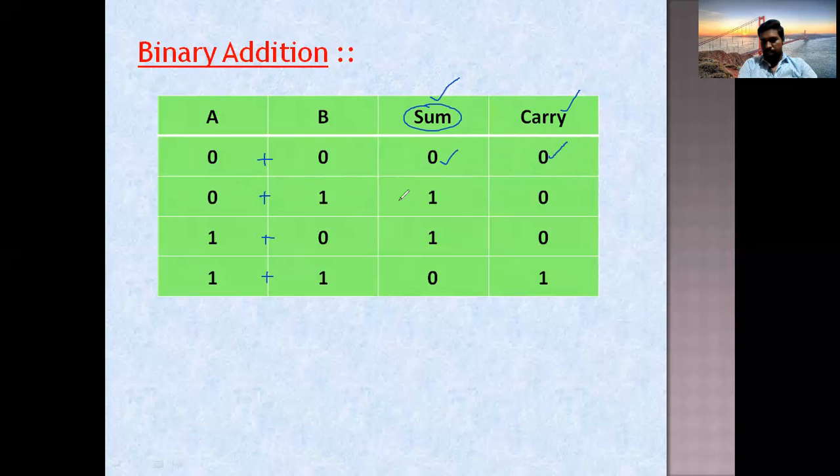So 0 plus 1 is 1, that we know already. So no carry will be there, so 0 carry. 1 plus 0 is also 1, that we know. No carry is generated, so 0 carry.